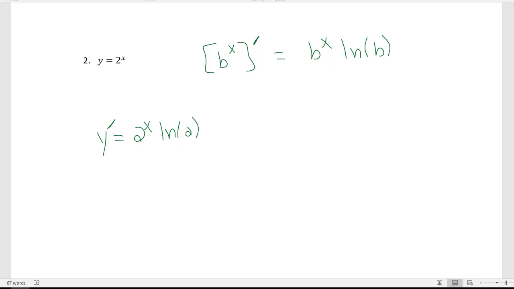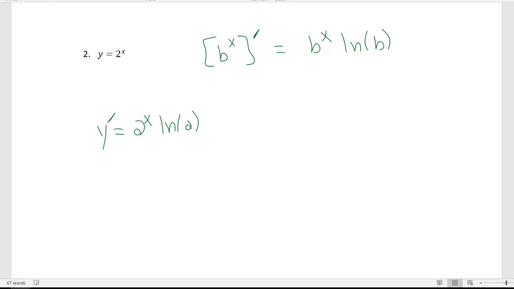And the reason that I picked these first two was for us to focus on how we know when we're using the power rule and how we know when we're using an exponential rule. And again, the idea is, where's the variable? Where's the fixed constant value?